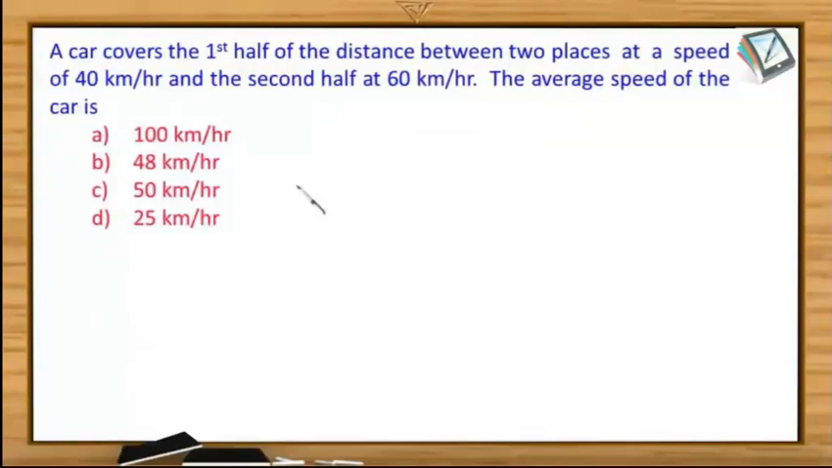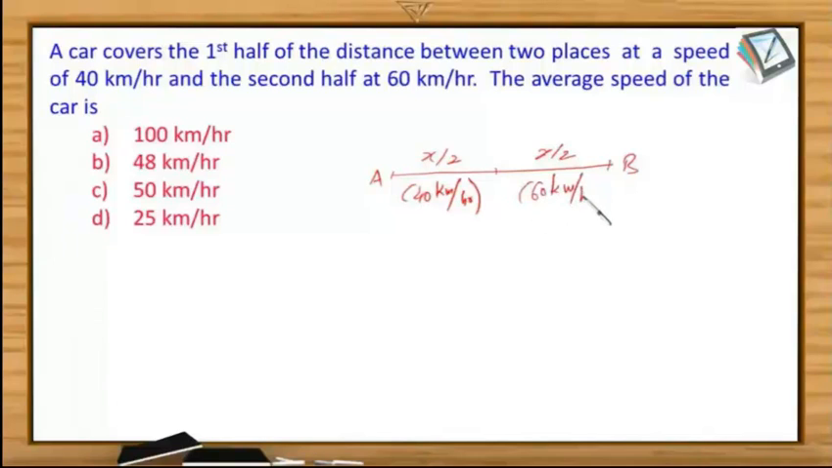Alright. A car covers the first half of the distance between two places at a speed of 40 km per hour and second half at 60 km per hour, which means suppose the path length is x, then half path length is x by 2, another half is x by 2. This is the starting position and this is the final position. So this half is covered with 40 km per hour and second half is covered with 60 km per hour. The average speed of the car is.